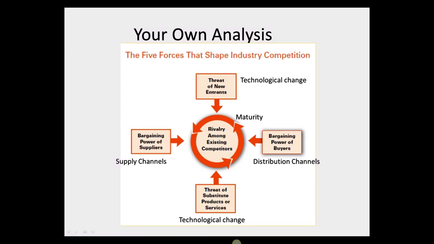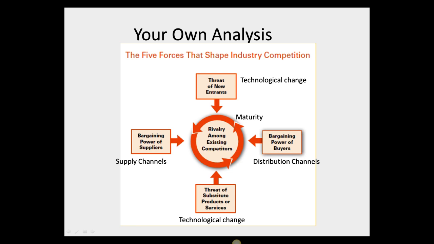Okay, so this is the third video related to industry analysis. I'm going to teach you one framework that is useful for understanding an industry, and we call this Porter's 5 Forces, named after the professor at Harvard who made this analysis popular. There are 5 forces.